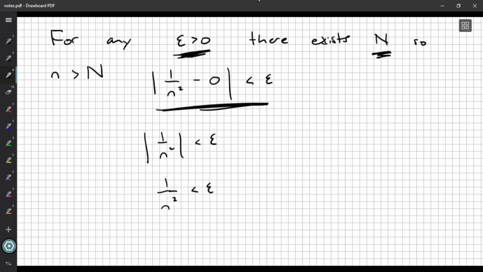Now n squared and epsilon are both positive, so we can rearrange the inequality without changing the sign. And again, because we're working with a sequence here, we assume the n's are positive, so we can just take the square root. And of course, epsilon is positive, so root epsilon exists. So this suggests to me that maybe N should be 1 over root epsilon. So let's make that the case.